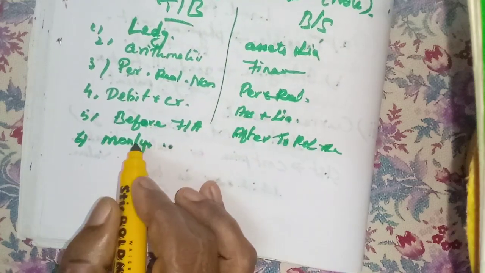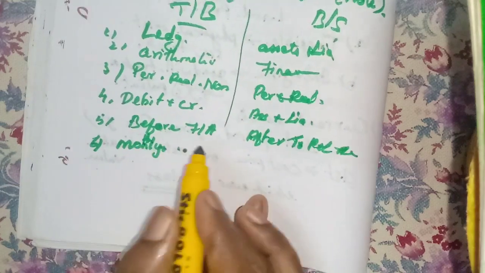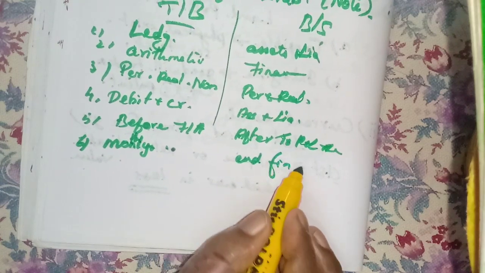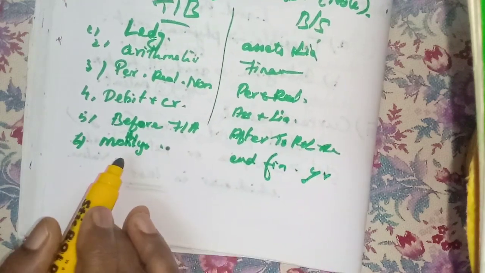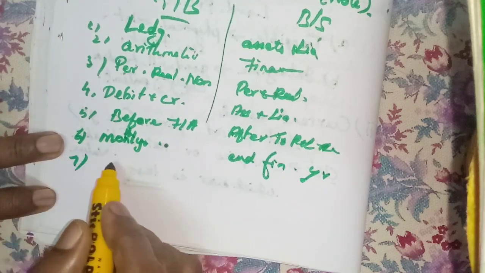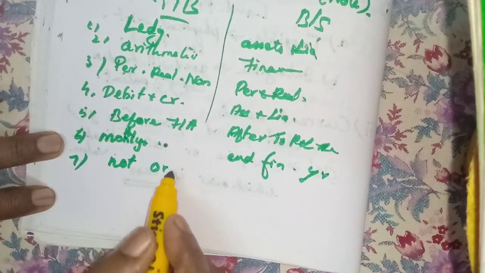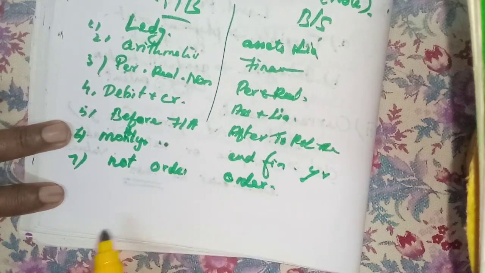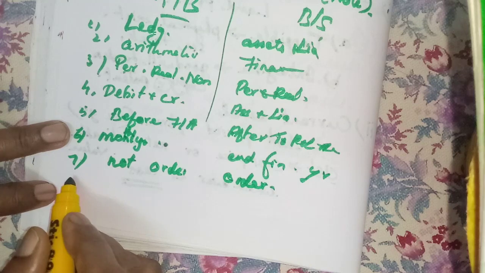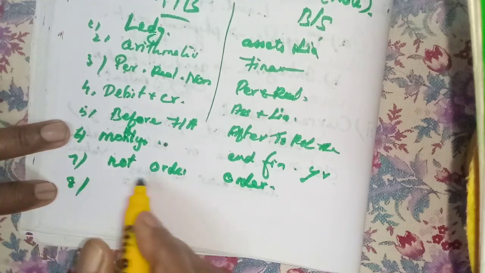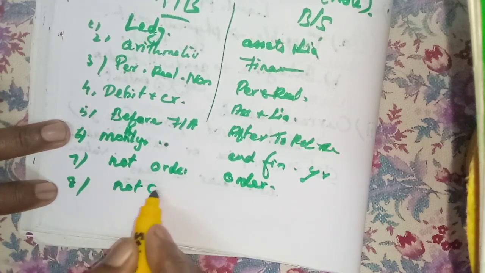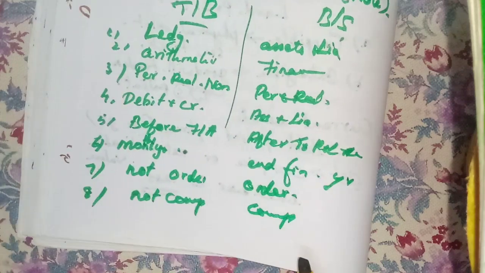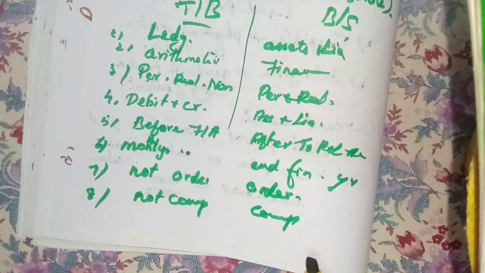But the balance sheet is prepared only at the end of the financial year. The trial balance is not prepared in any particular order, but the balance sheet has an order, either liquidity order or permanence order. Also, it is not compulsory to prepare a trial balance, but it is compulsory to prepare a balance sheet.